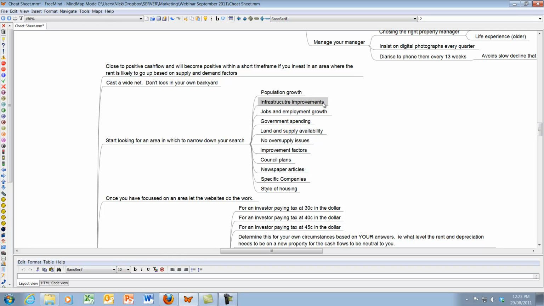The next thing to look for is improvements in infrastructure, and in particular, infrastructure that's going to produce recurrent expenditure and ongoing economic stimulus. Big improvements in transport, industrial facilities, education, things of that nature, which leads us on to possibly the most important feature: jobs and employment growth. Ultimately, it's the jobs people are doing and the money that they're earning that's going to be paying our rent. So if you want cash flow positive properties that are also going to have a good capital growth, this is absolutely key.